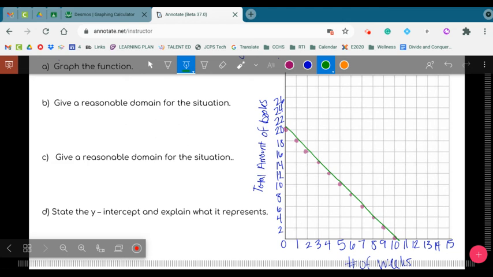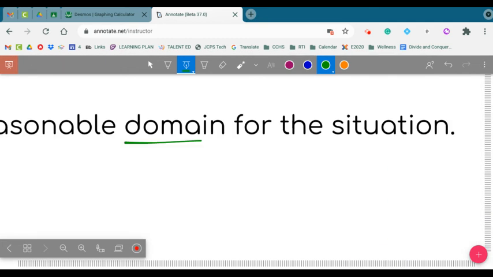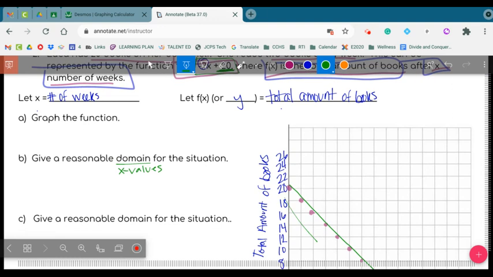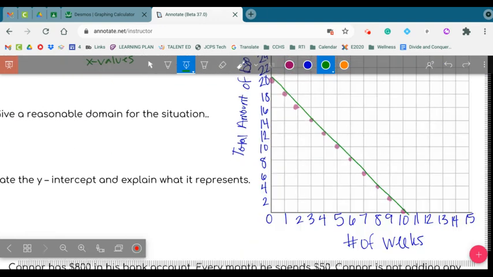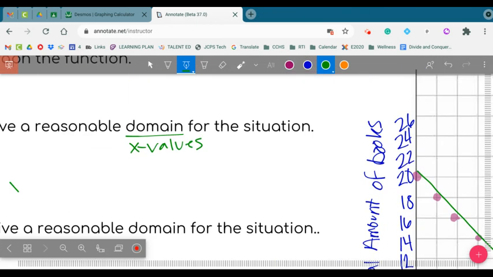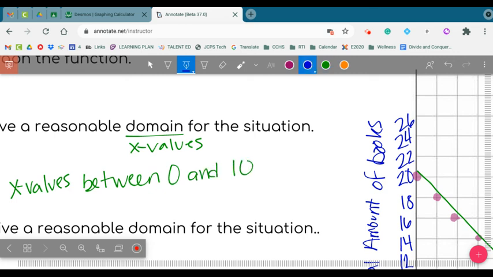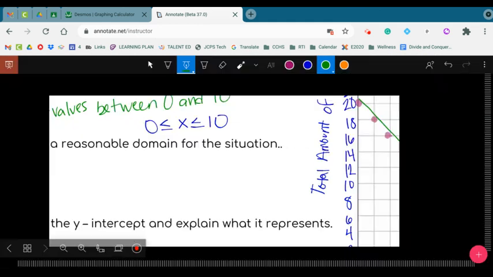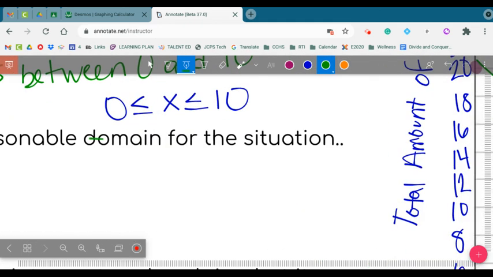Now, give a reasonable domain. So our domain, if you guys remember, is your x values. So what x values does this fall in between? It starts at 0, because that's for my y-intercept, and then it stops at 10. So your x values are between 0 and 10. You can also write this as 0 is less than or equal to x, which is less than or equal to 10. You can do it either way. Domain. Oh, this one's supposed to be range, you guys. Sorry.